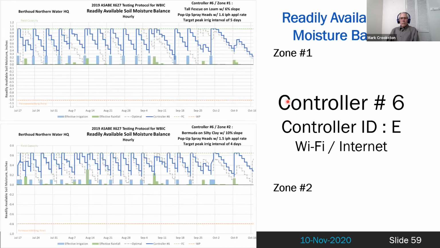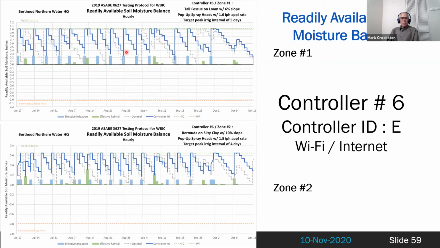And probably the true story is seen in the readily available soil moisture balance. Readily available because field capacity is the top green dashed line. The allowable depletion or target depletion is zero moisture, zero allowed depletion. And then wilting point is the dashed red line at the bottom. Now that's a carryover from test protocol number 1 and how things were done there. But what we don't want to see is any of the soil moisture balances going below the target depletion level.